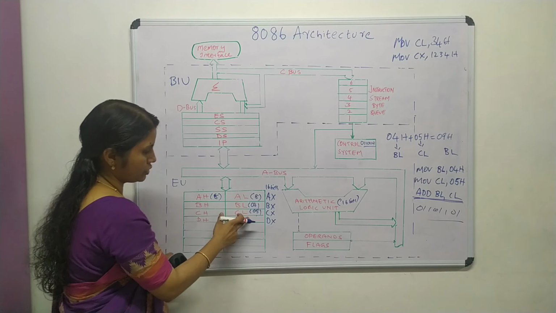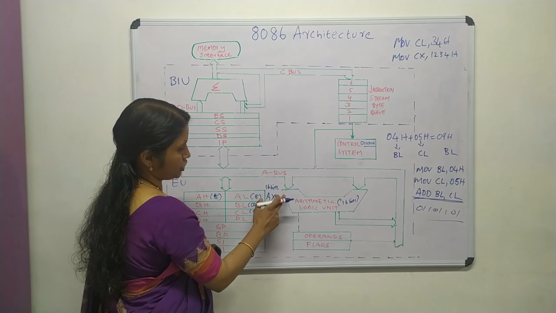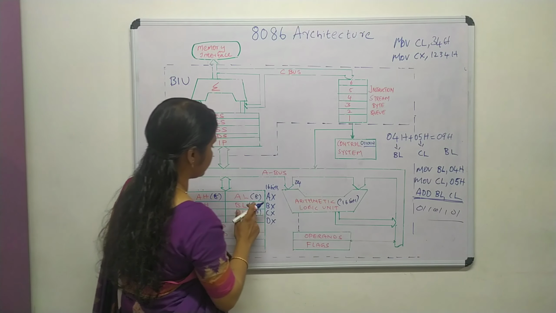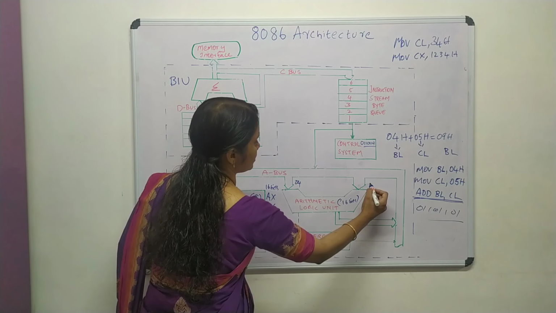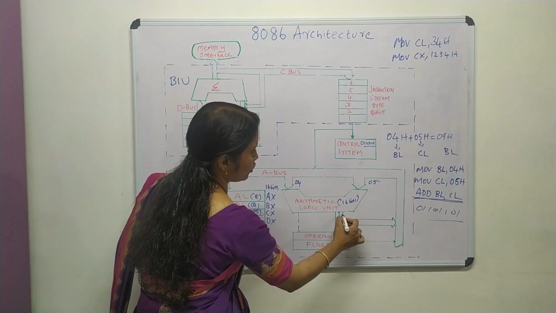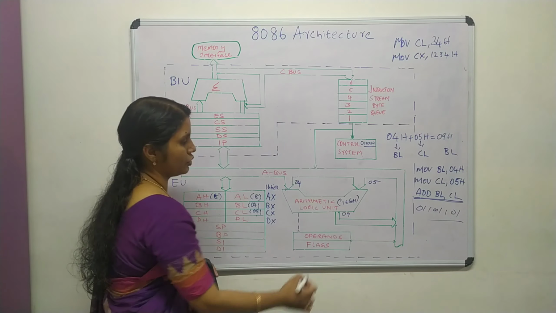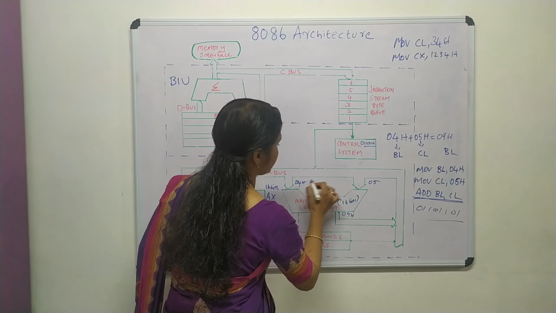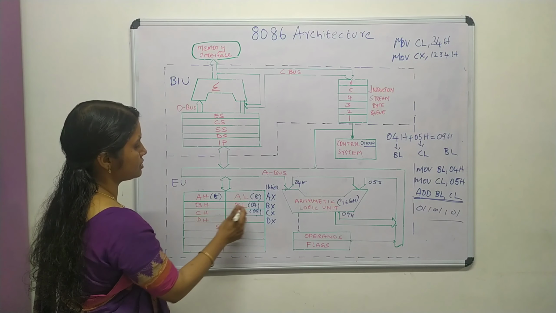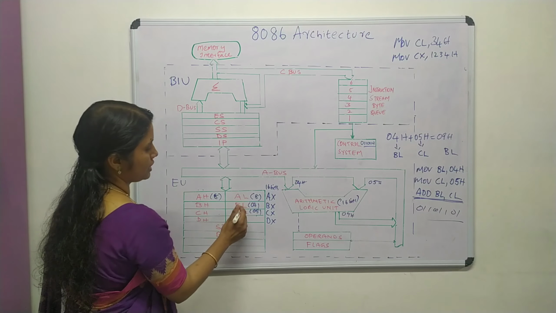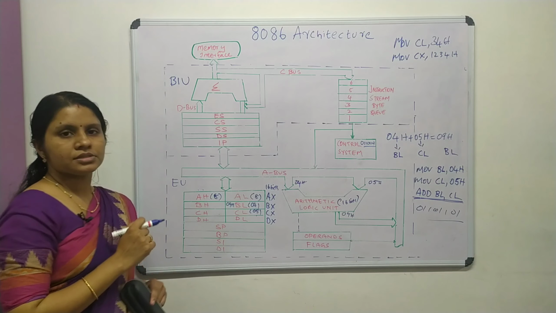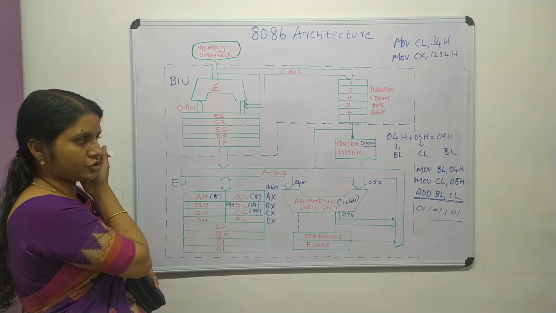It passes the values to these registers and performs addition. Addition is performed by the arithmetic logic unit. It takes the value 04H plus 05H, and finally the output is 09H. It passes this result into this register, that is BL. BL gets the value of 09H. Likewise, the execution unit will execute the operation.